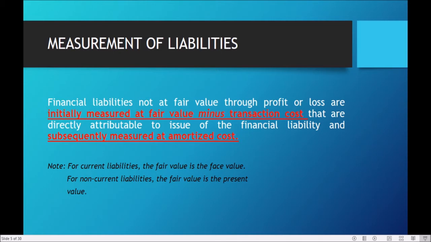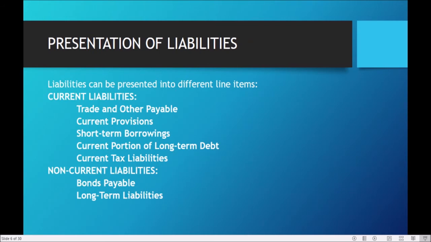Okay? Usually. Okay? Next. Presentation of liabilities. Liabilities can be presented into different line items, pero separated pa rin to current and non-current liabilities. These are the usual line items in the presentation of liabilities. We have what we call the trade and other payables. We have the current provisions, the short-term borrowings, the current portion of long-term debt. We have the current tax liabilities, and most common on non-current liabilities are bonds payable and long-term liabilities.